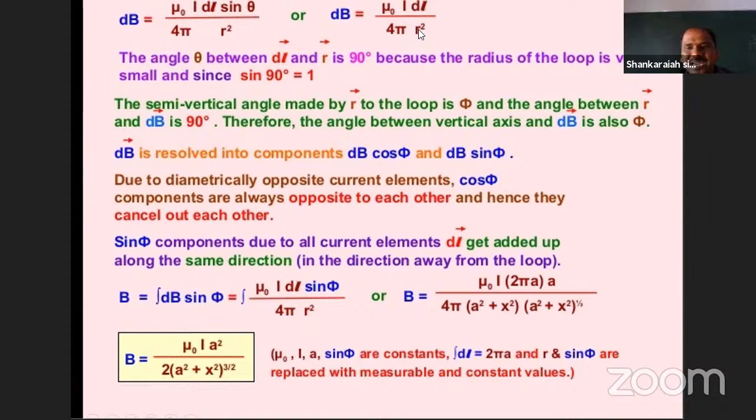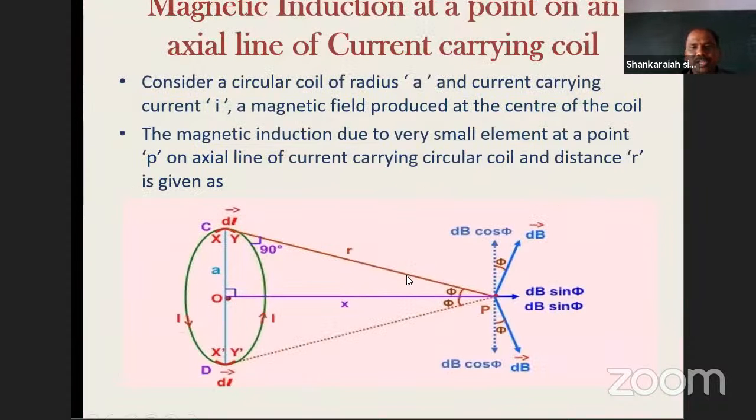This is the magnetic induction at point P on the axial line of the current carrying circular coil. Once again, go to the figure. Listen carefully: this is the dB direction. The dB direction is perpendicular to the plane of dl comma r. dB is a vector quantity, and its direction is always perpendicular to the plane of dl comma r.